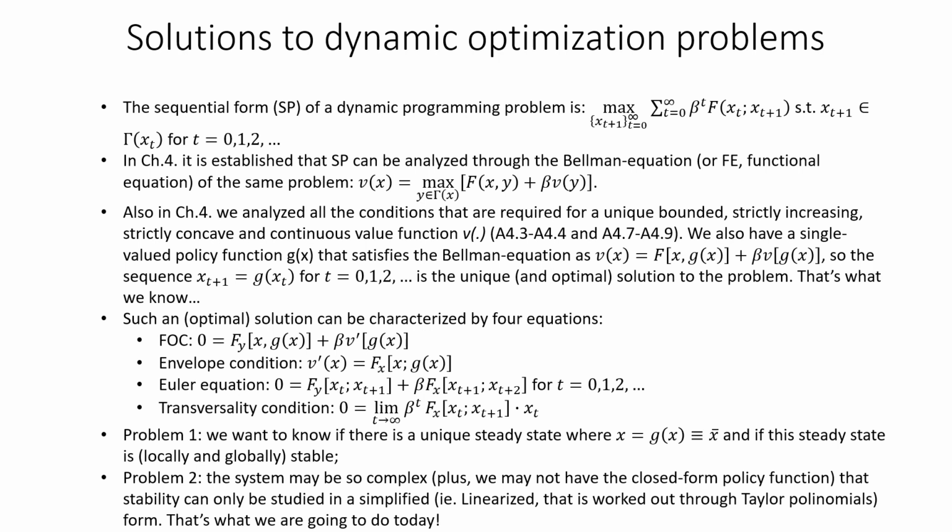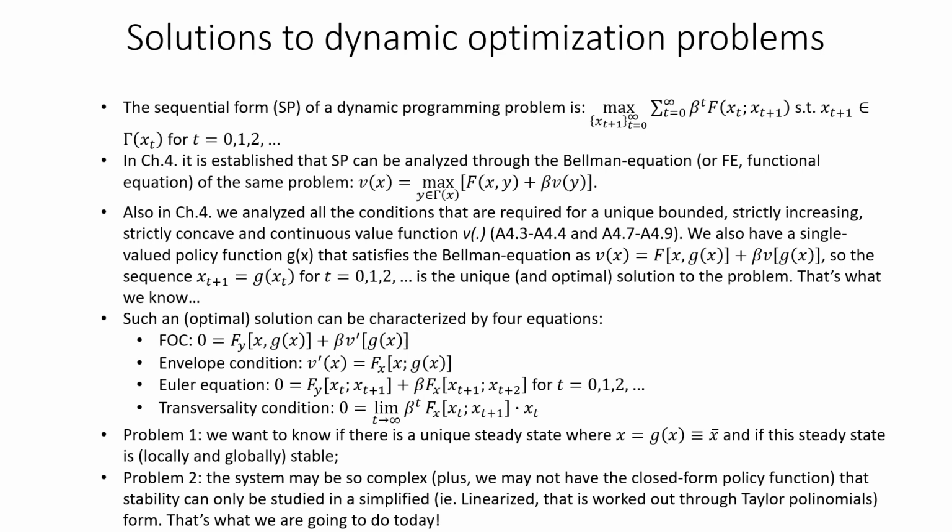So assumptions 4.3, 4.5, 4.7, 8, and 9. If these assumptions hold, we have a unique bounded, strictly increasing, strictly concave, and continuous value function for the Bellman equation. So this value function solves the Bellman equation, and under these assumptions, this value function is unique. As I have just mentioned, we also have a single valued policy function that satisfies the Bellman equation. So here you can see that the value function that satisfies the Bellman equation and the policy function come together.